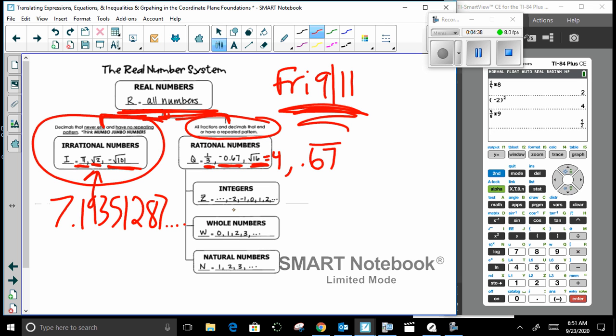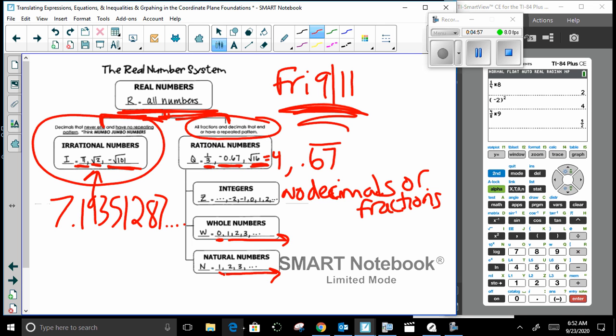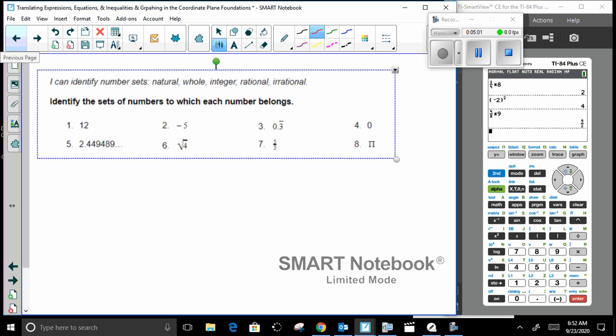Integers are all negative numbers, all positive numbers, no decimals or fractions. Whole numbers start at 0, go to all your positives. Natural numbers start at 1, go to all your positives. Okay, so just a little refresher on that. Let's see if we can answer some questions.